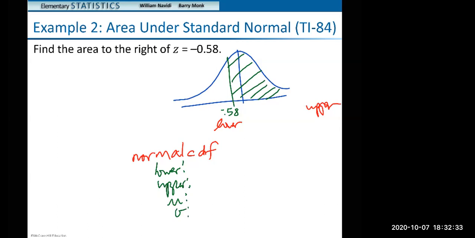The default here is 0 and 1. So for lower, all you have to do is use this. This is negative 0.58. And for upper, since this is to the right, everything is going to the positive side. So that's why you're going to use, let's say, 9999. Okay, try that and tell me what your answer is.